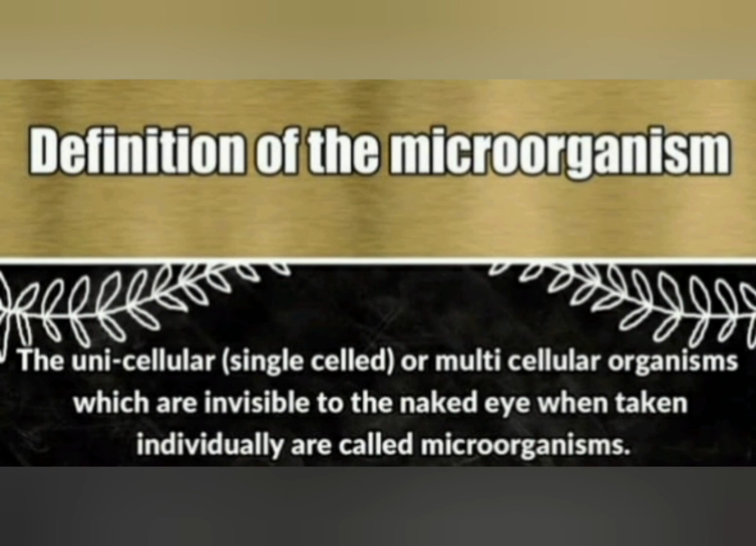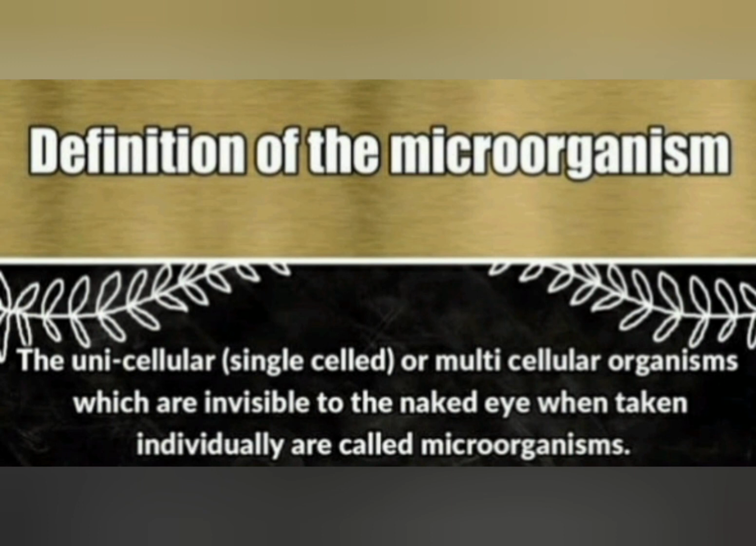So we have learned that there are countless living organisms on the earth. Of these, the organisms which cannot be seen with our eyes but can only be observed under a microscope are called microorganisms.